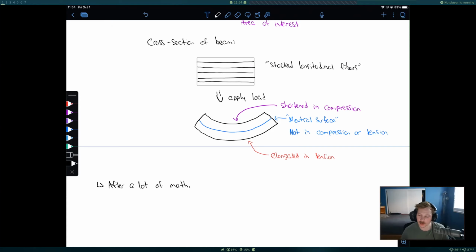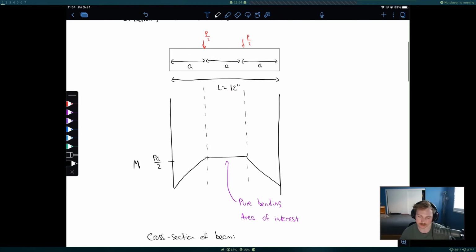I should also add that this result, where our neutral surface passes through our centroid, is only valid for pure bending. So that's another reason why we're looking at just that very middle section. Because remember, that middle section here is in pure bending.